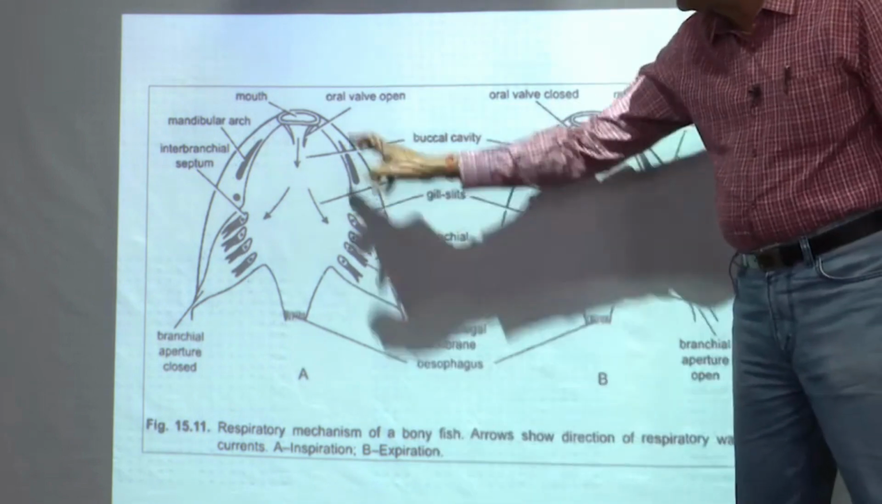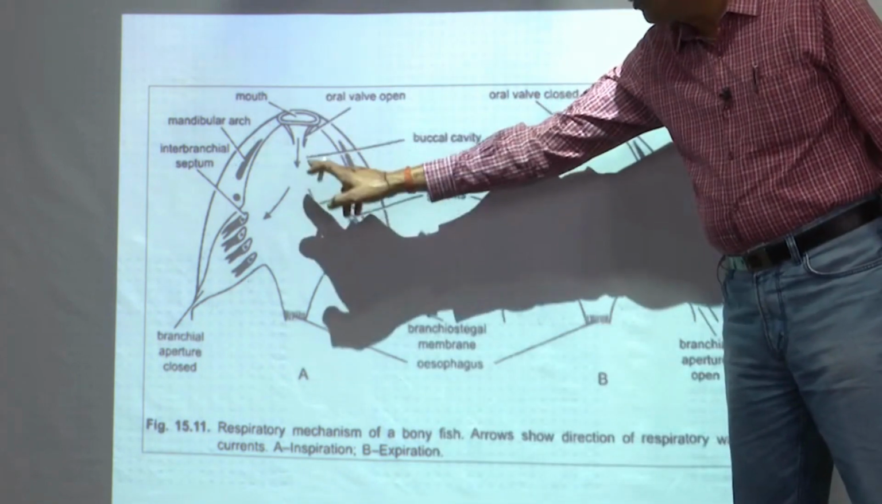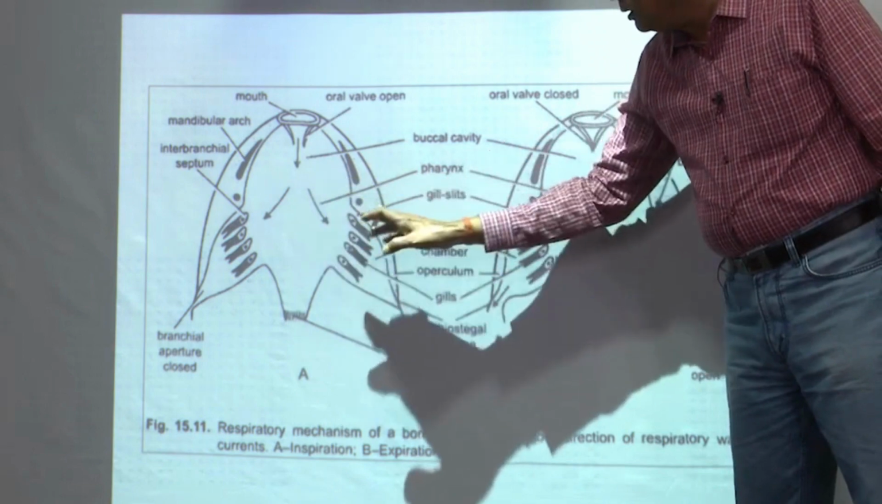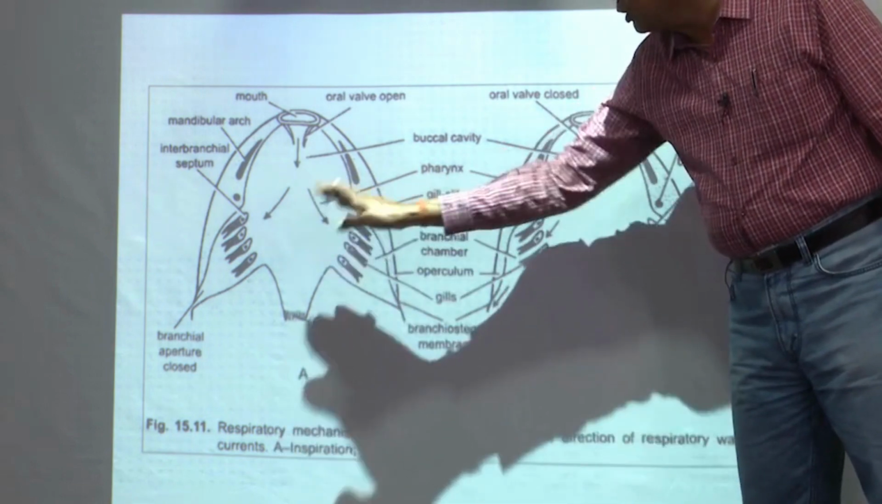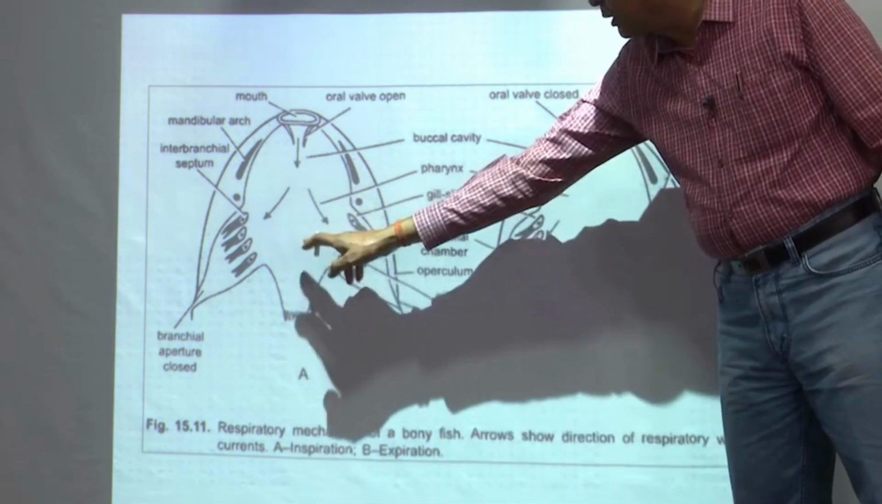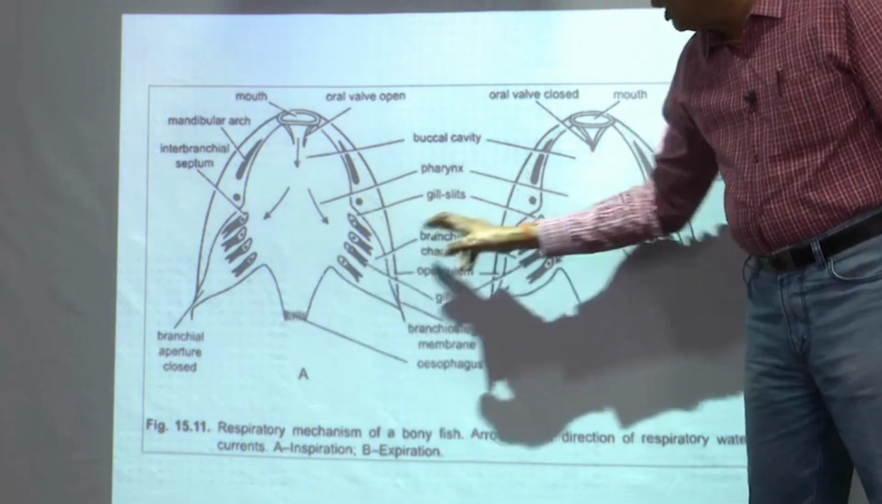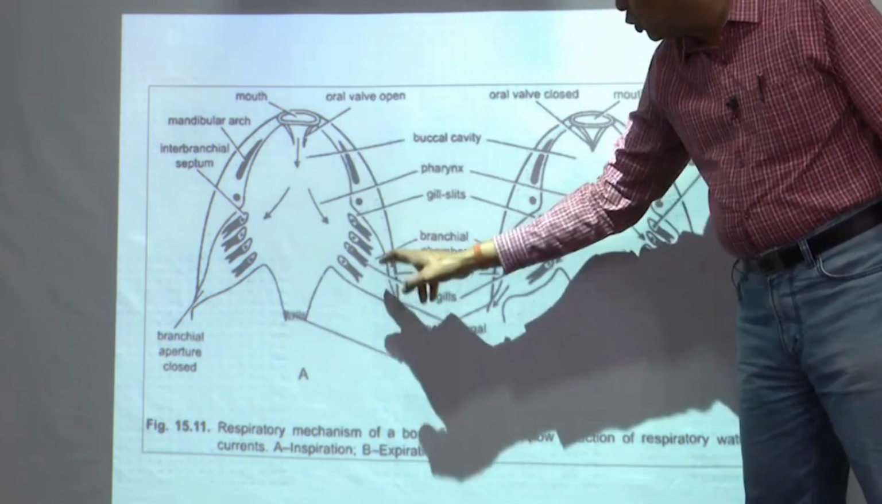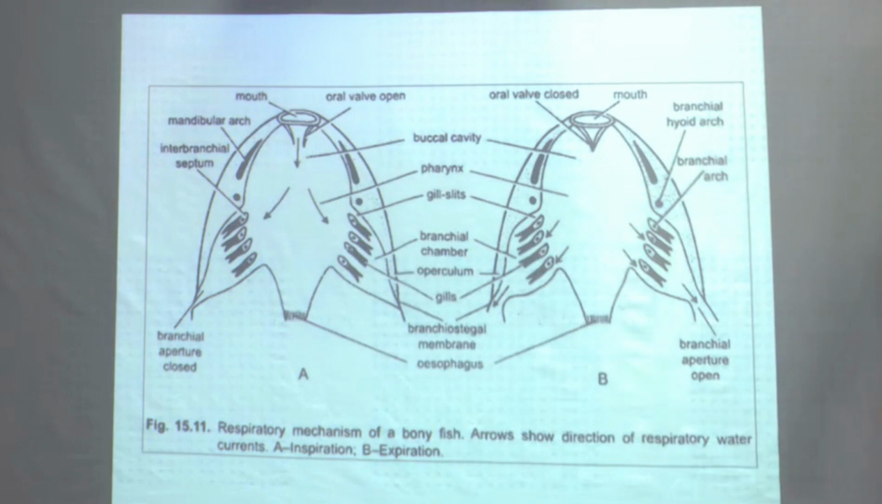What happens? Mouth opens, water enters, then the operculum is closed, and this water comes in contact with the gill. After exchange, the operculum opens, the mouth is closed, so that water comes out. So this is the process of gill respiration.